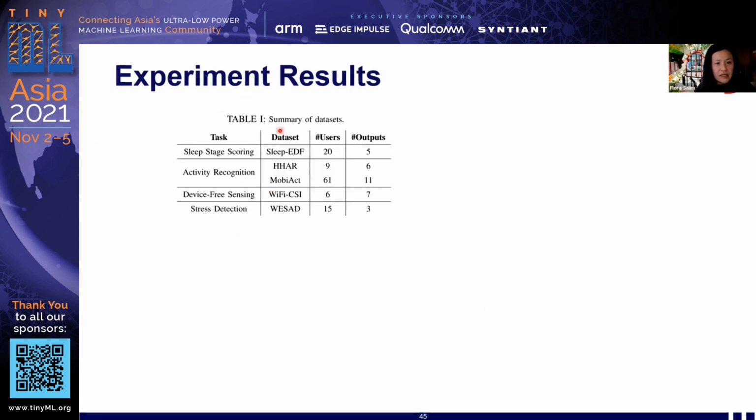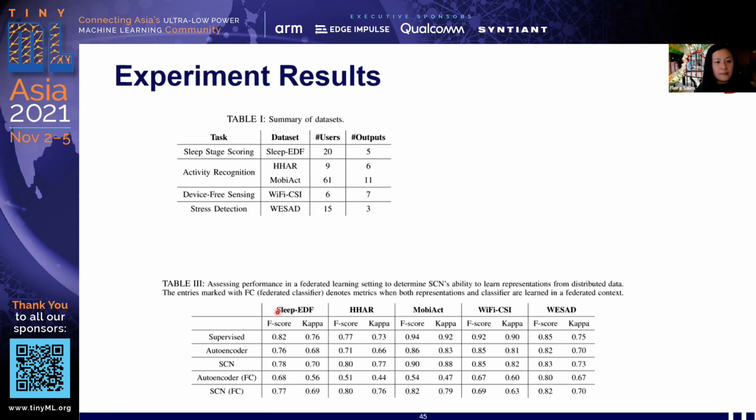These are several data sets that we use: sleep stage, activity recognition, device-free sensing, and stress detection. As you can see here, there are several results, including the fully supervised ones. In some cases, like human activity, our method actually outperformed the fully supervised one, and it works pretty well in federated settings. So in some cases we might lose accuracy, but not that much, because you can obtain efficiency by learning across multiple smaller devices.